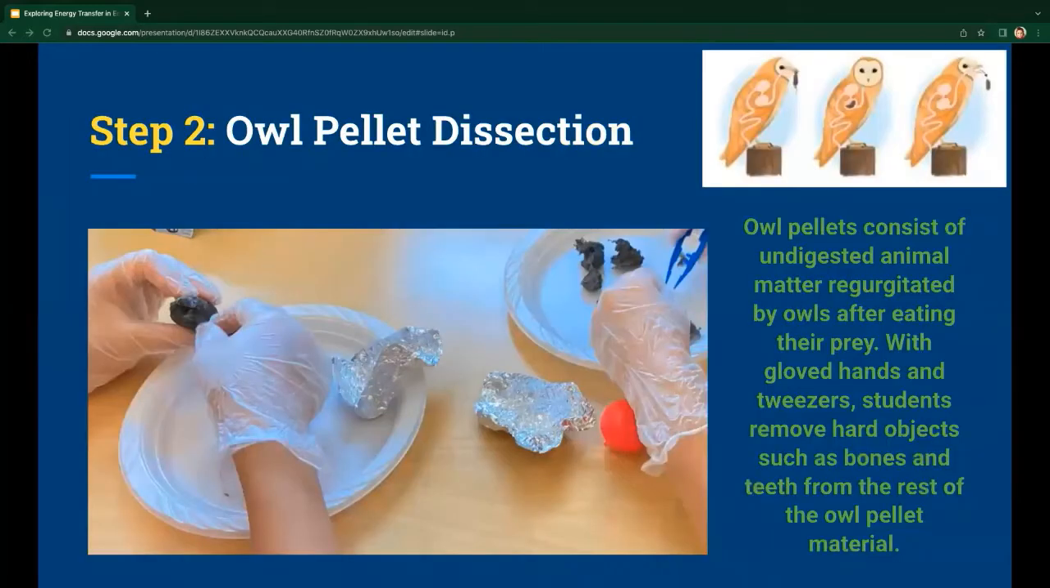Following our read aloud, students use tweezers to separate hard objects like bones and teeth from the remainder of the owl pellet, which consists of materials like fur and feathers.